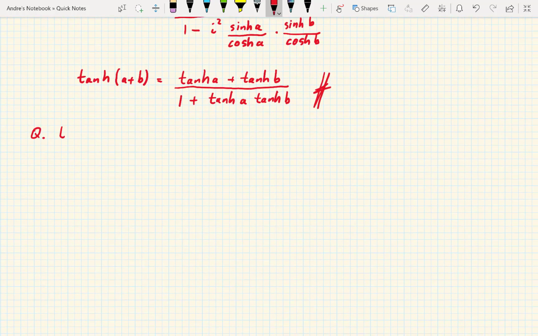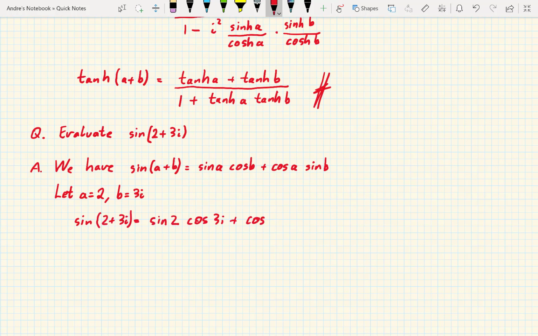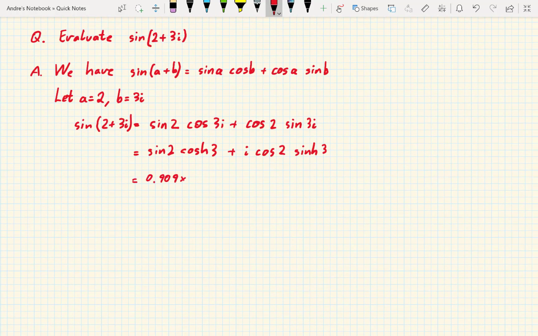Finally, let's do a numerical example. Suppose we wish to evaluate the sine of 2 plus 3i. We know that sine of a plus b equals sine a cos b plus cos a sine b. So we let a equals 2 and b equals 3i to give sine of 2 plus 3i equals sine 2 cos 3i plus cos 2 sine 3i. That simplifies to sine 2 cosh 3 plus i cos 2 sinh 3, and that simplifies to 9.154 minus 4.169i.